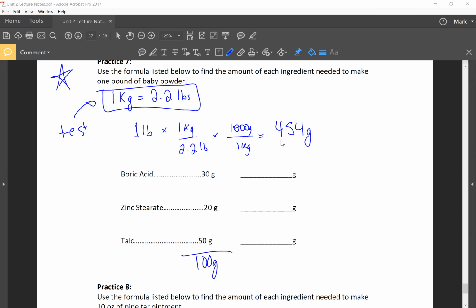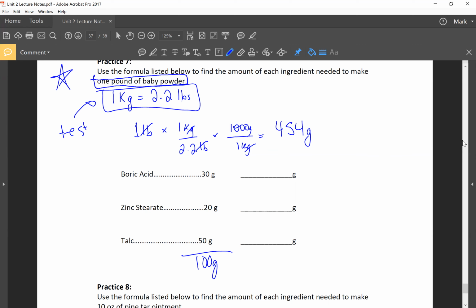I have a private message here. It says, why did I choose 1 pound? It's in the question. It says, use the formula listed below to find the amount of each ingredient needed to make 1 pound of baby powder. So if anybody's wondering why I picked 1 pound, it's because that's what the question's looking for.